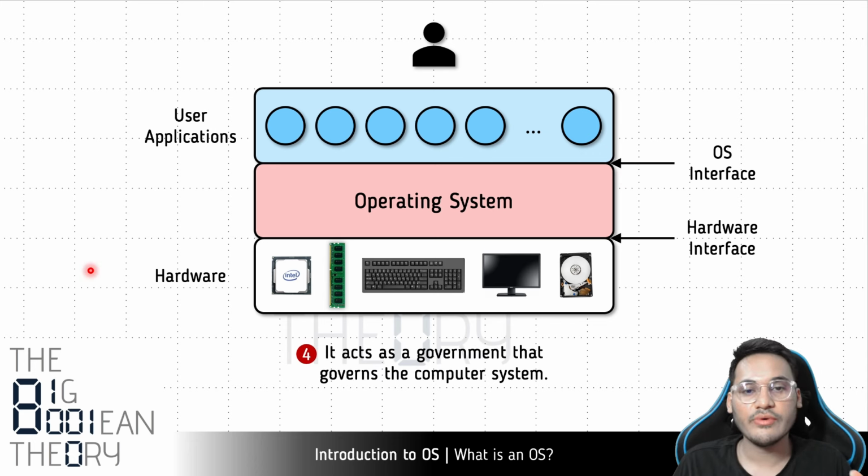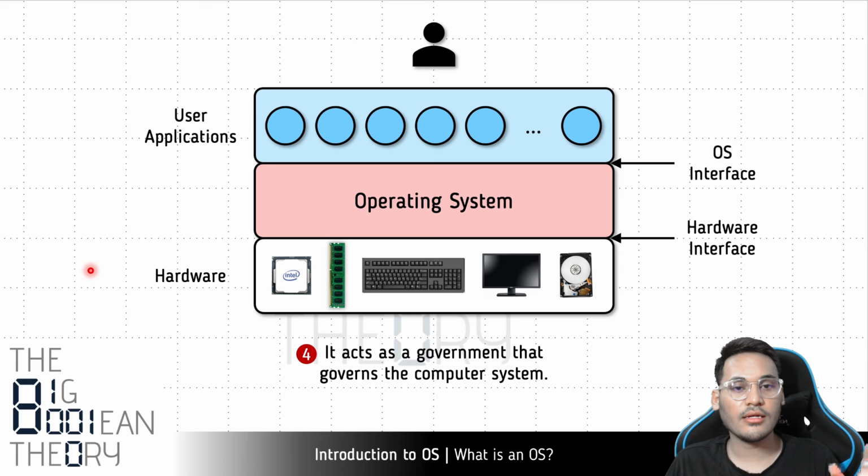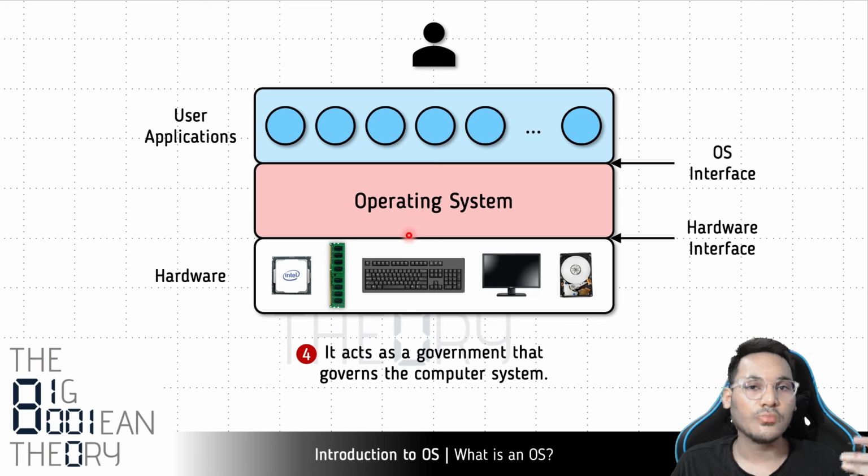The next point is a very interesting one. It says that the operating system acts as a government that governs the computer system. I have a very interesting analogy for you. Whatever role the operating system plays in a computer system is very similar to what a government does in an urban city. So let us see how these two roles are similar. This is the computer system, and we have hardware resources which are managed by the operating system for the computer applications.